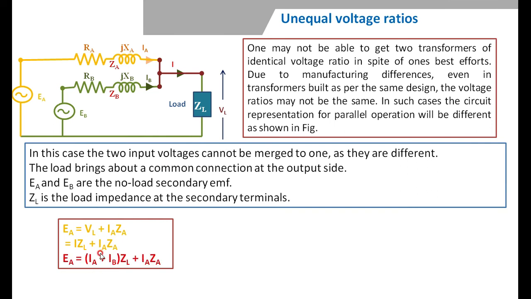Similarly, I can write EA. I know what the value of I is: I is IA plus IB. Therefore, instead of I, I put IA plus IB into ZL, plus IA ZA as it is.